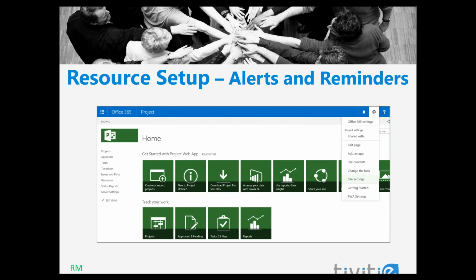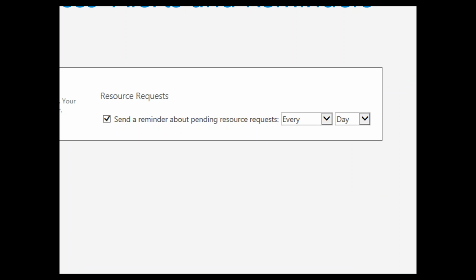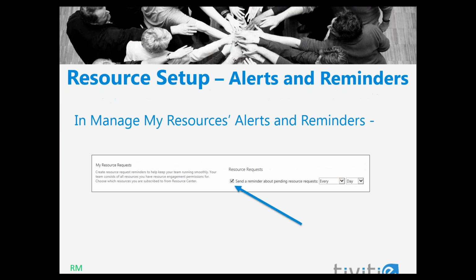The last step in setting up these reminders is to access Manage My Resources alerts and reminders. This is done under Server Settings, which can be accessed by selecting PWA Settings on the Settings menu or by accessing Server Settings on the Quick Launch menu if it's visible. In the Manage My Resources alerts and reminders settings under the resource requests, click the checkbox next to send a reminder about pending resource requests, and then specify the frequency that you want for those requests to come to you.